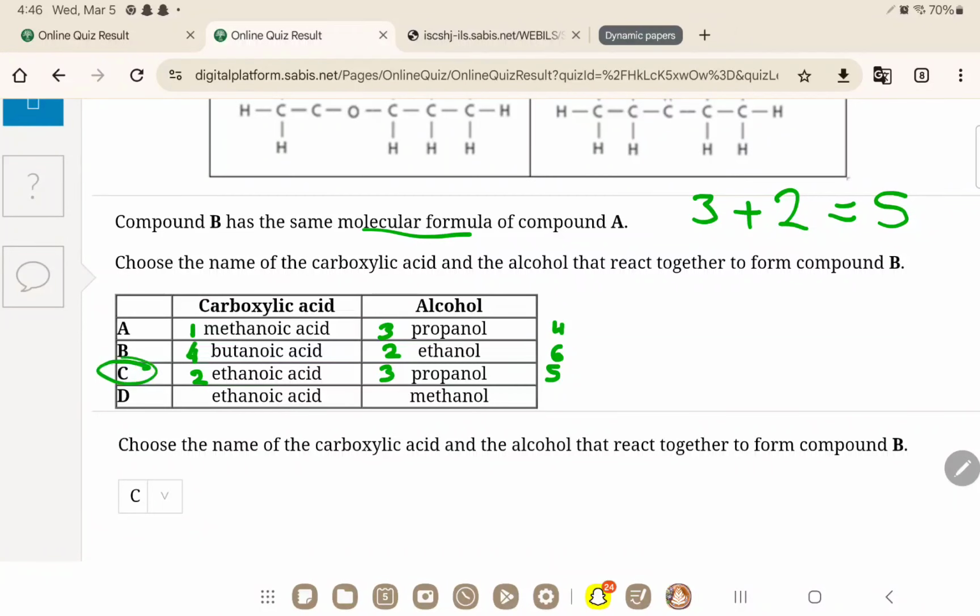C is our correct answer, but let's look at D. 2 and 1 is 3. So the only correct one is C.